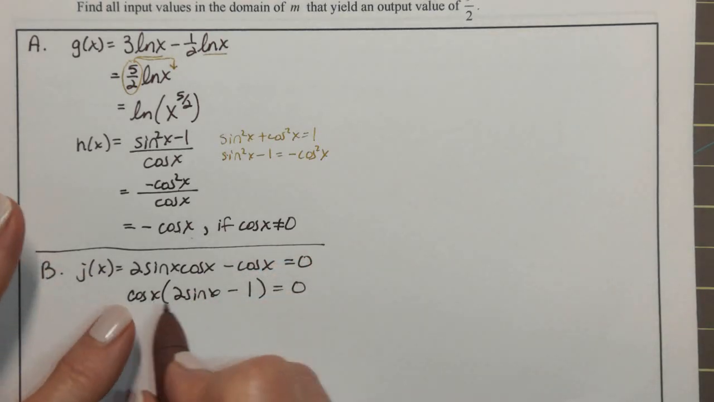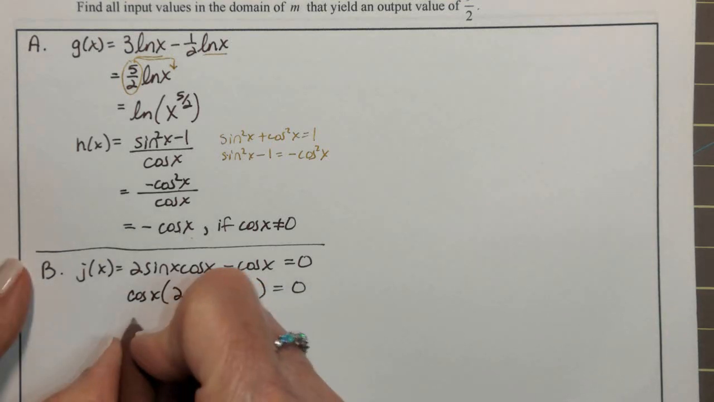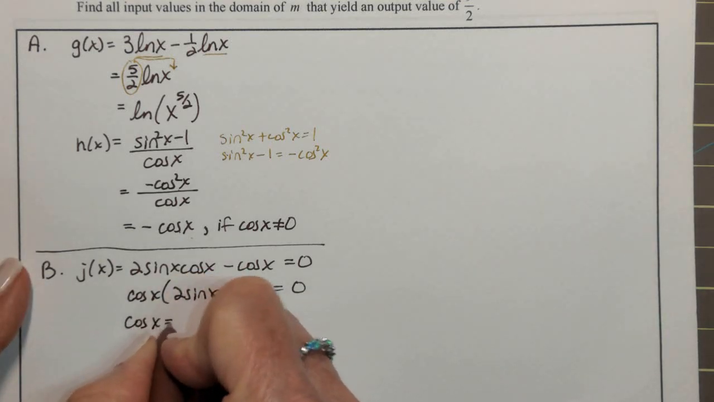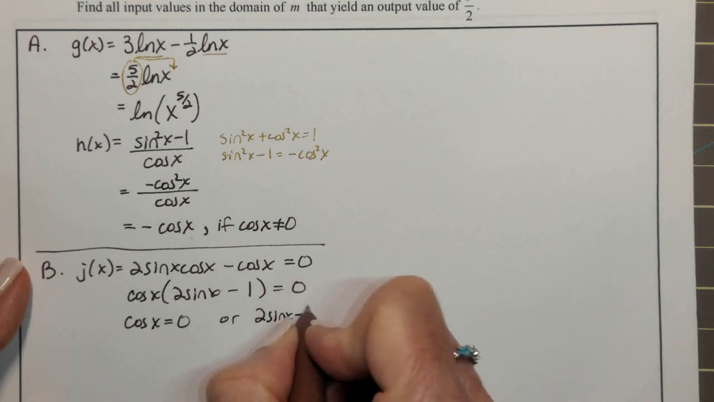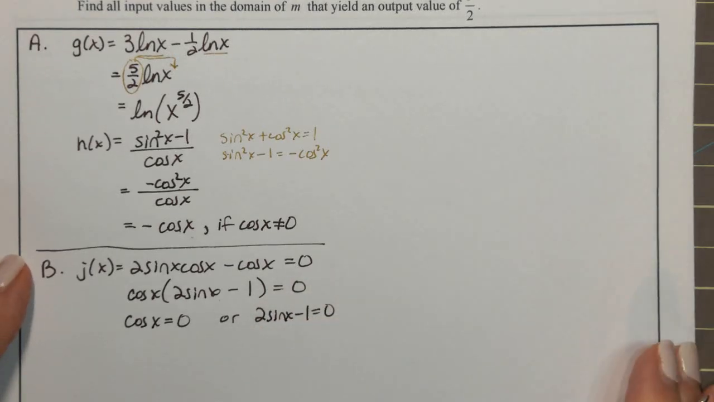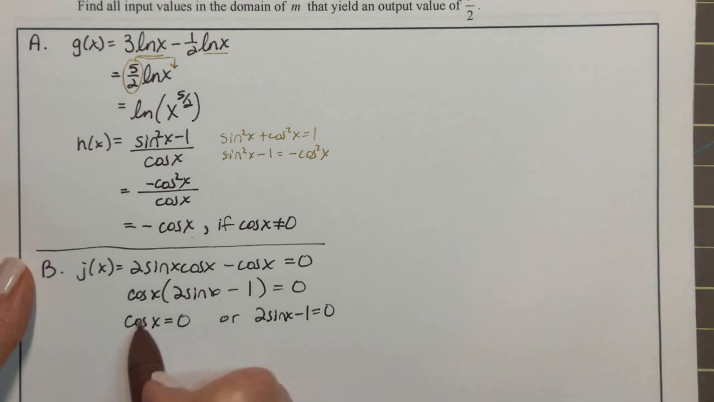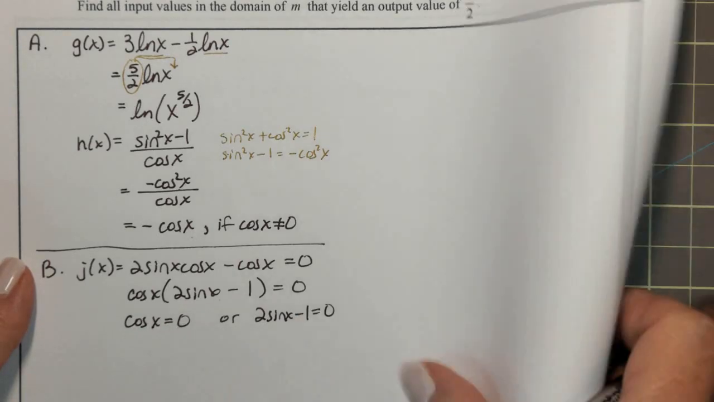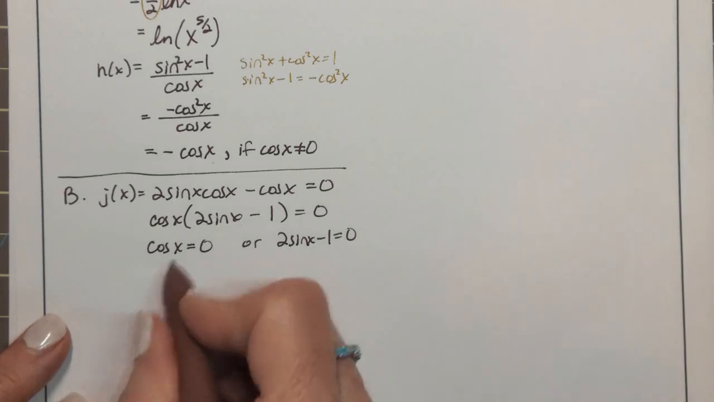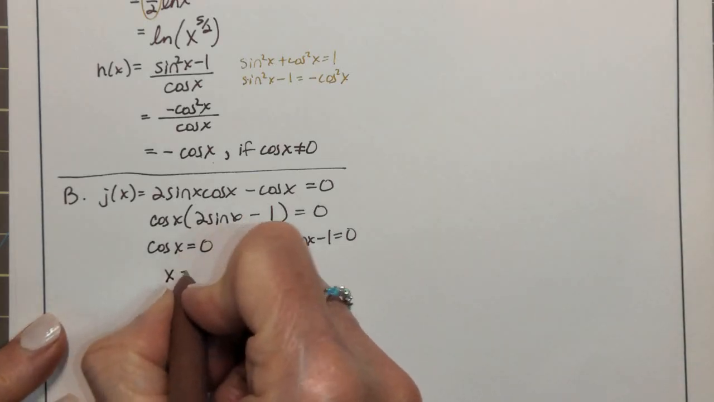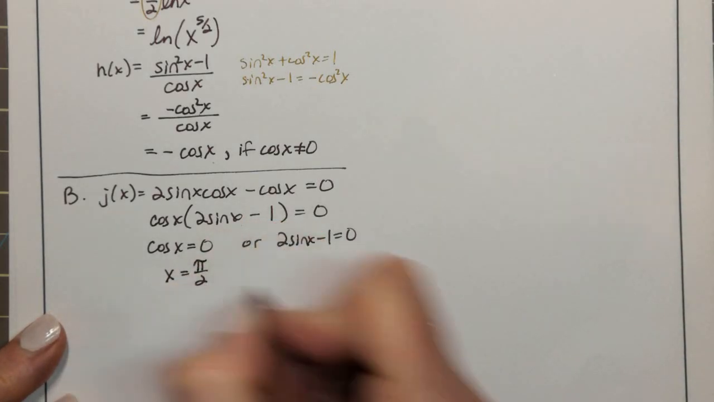And now I have two things being multiplied to get 0. So either cosine x is 0 or 2 sine x minus 1 is 0. Alright, well cosine is 0. For what values between 0 and pi over 2 is cosine x 0? That would give me x is pi over 2, right?